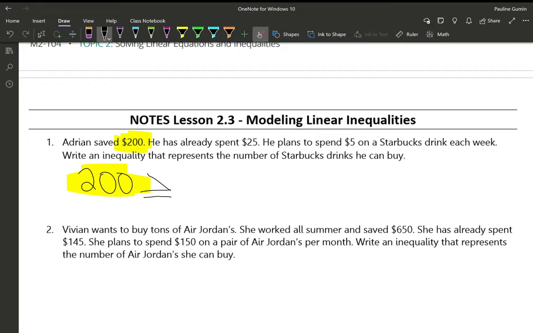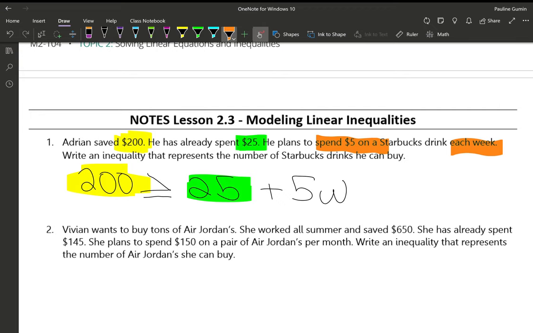Okay. So he already spent $25. So I'm going to go ahead and write 25. That's unchanged. I can't do anything about that 25. It's been spent. He plans to spend $5 on Starbucks each week. So let's do $5 a week. And that's it. So he's already spent $25, and the money that he's going to spend must add up to be less than or equal to $200.